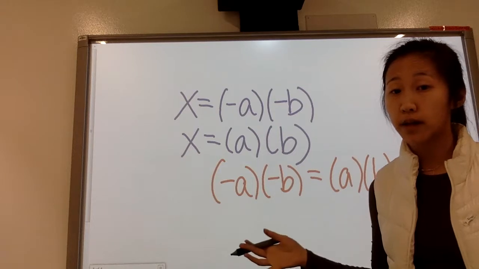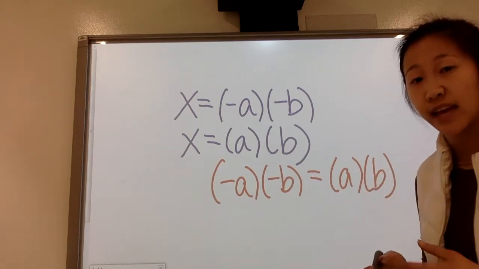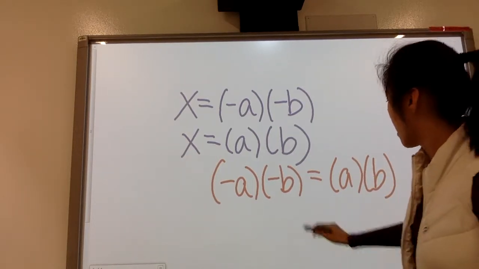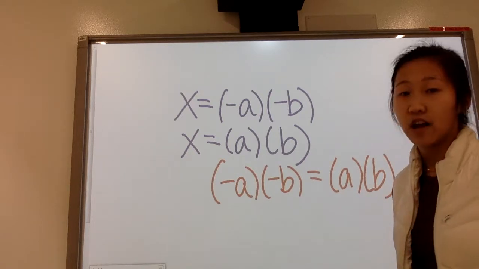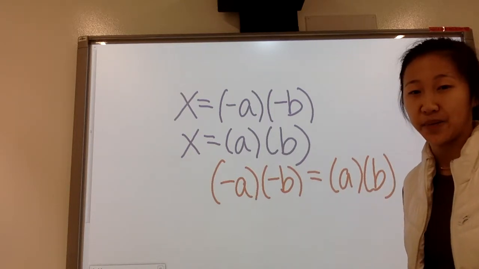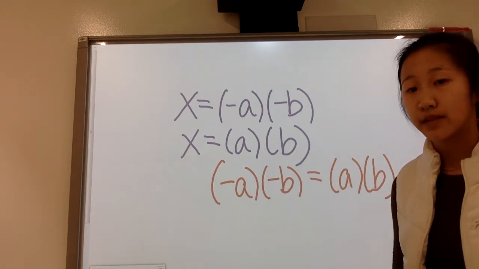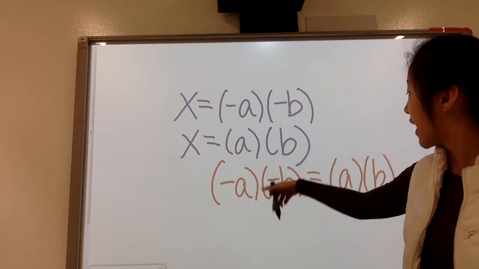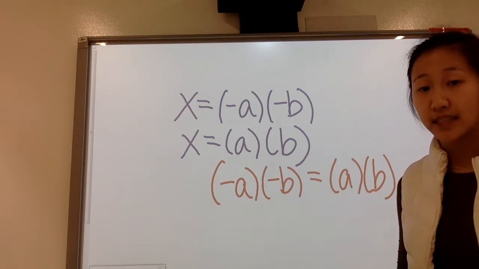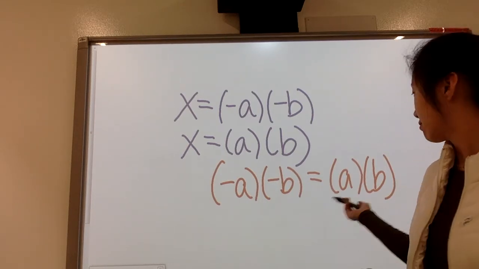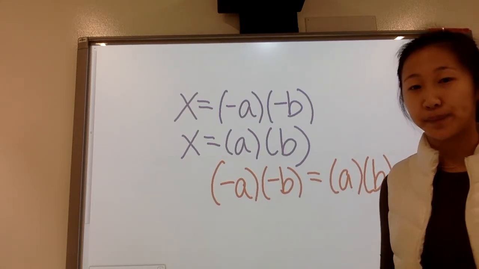Therefore, when we multiply two negative numbers, or in this case two negative variables, we yield a product of a positive number or a positive variable. So through a direct proof, we are able to show how negative 1 times negative 1, or in this case negative a times negative b, is equal to positive 1, or positive a times b.